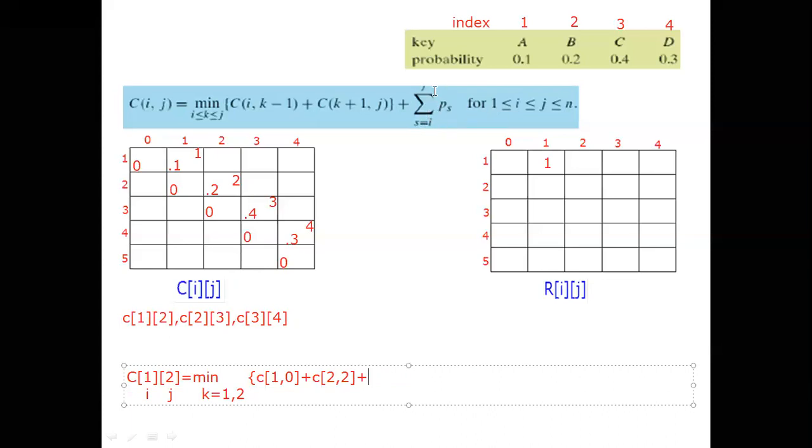S is equal to I to J. I to J. I and J we have PS. That means I to J. What is I? 1 to 2, right? 1 to 2 probability we have to do the sum because it is summation. PS means probability sum. That is the meaning. What is probability sum? Which values? I to J. What is I? 1 to 2. That means 1 to, what is the probability? I have to add 0.1 plus 0.2. Value is 0.3. I hope it's clear.